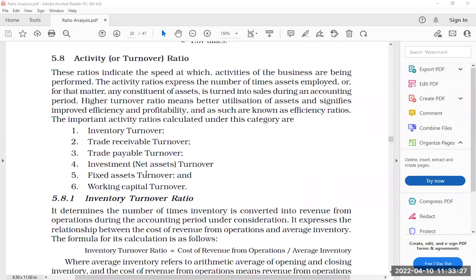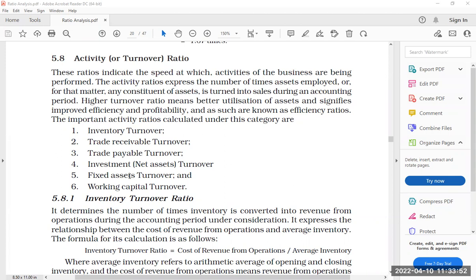Okay. Next, we are coming to the third aspect, that is efficiency ratio or turnover ratio, or you can call it activity ratio. Efficiency, turnover, or activity. These ratios help us find out how effectively the company is being run.